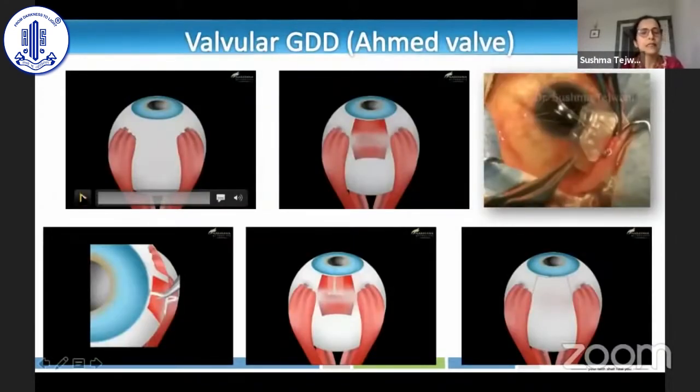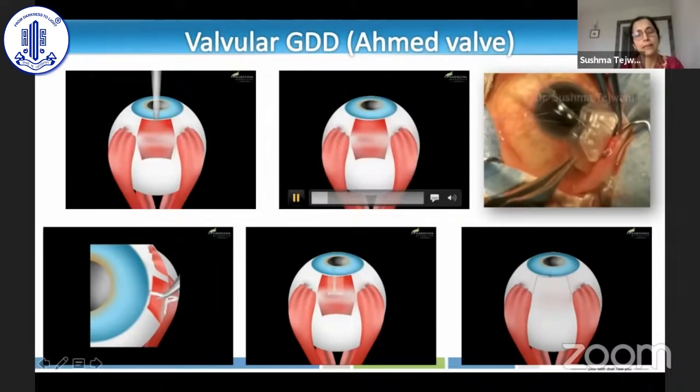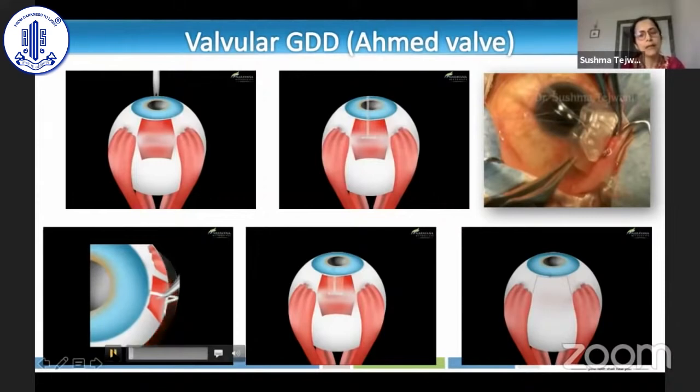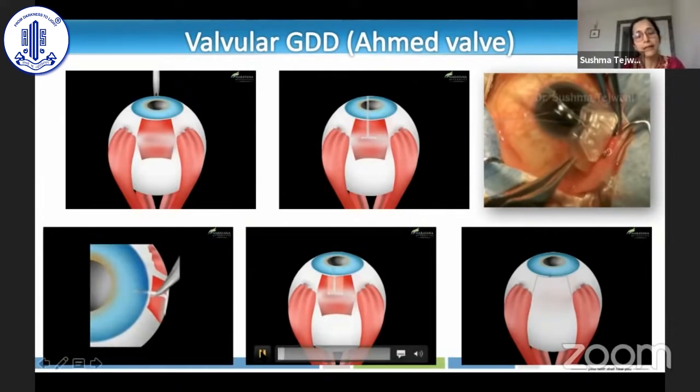So I'll skip the video just to show you the broader steps. This is how you take an incision and make a conjunctival pocket to put the plate of the implant. This is the Ahmed valve, a valvular implant. Now, after you fix the implant in the conjunctival pocket, you need to put the tube into the anterior chamber and then cover the tube with a scleral patch graft so that you don't get tube extrusion, and then the conjunctiva is closed.